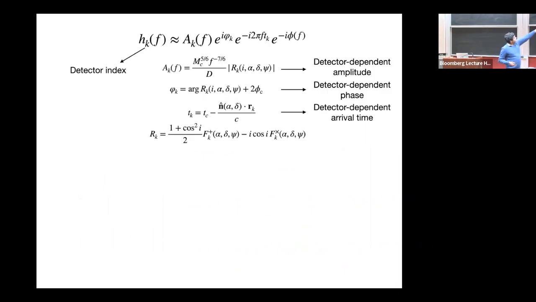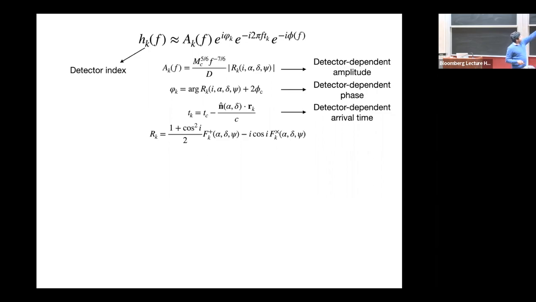But then it has an extra factor which depends on the detectors because of the F plus and F cross. And the phase has one piece which depends on all the extrinsic parameters: the third phi C, and then the part to do with the polarization response of the detector. And then it has an arrival time, which is this T sub K.